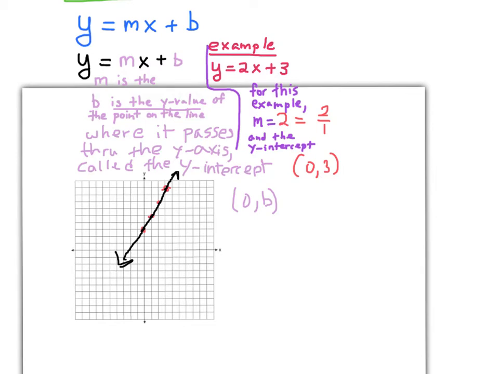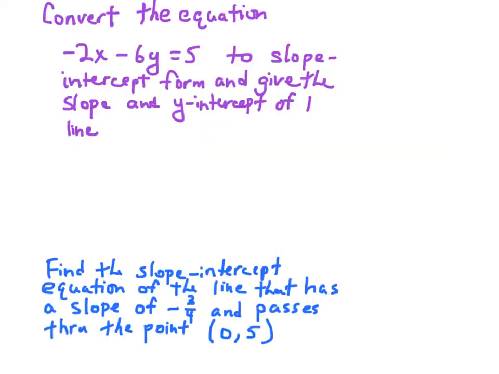And whenever I have an equation that's in slope-intercept form, one of the advantages of it is it's very easy to graph, because you're going to graph the y-intercept, and then you're going to use your slope to find as many other points as you want. So let's go to the next page.